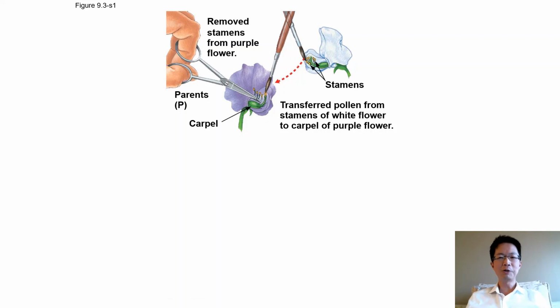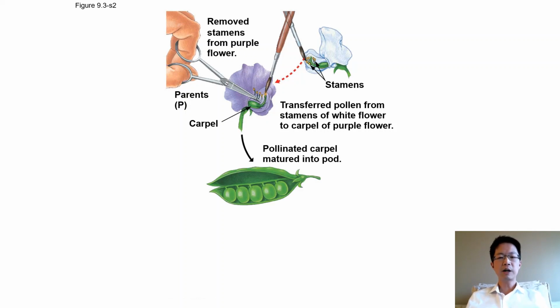Let's say he wants to use the pollen from the white flower to fertilize the purple flower. So what does he do? He first uses scissors to cut out the stamen from the purple flower so that it prevents self-fertilization of the purple flower. And then he uses the paintbrush to get the pollen from the white flower and transfer the pollen to the carpel of the purple flower. So that's why he has strict control of the fertilization.